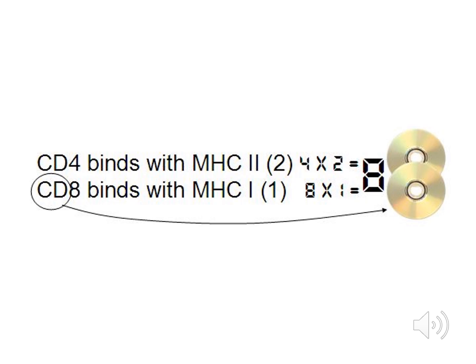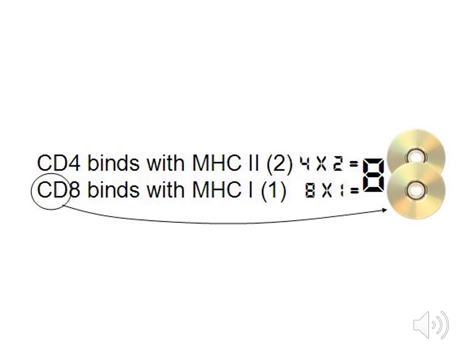Okay, this is just a little memory trick that I saw on Google that I thought might be helpful to some of you. Just a way to help you remember which MHC molecule works with which kind of T cell. So they're doing multiplication here. 4 times 2 equals 8, 8 times 1 equals 8. So that reminds you that the CD4 cell, which is the helper T cell, works with the class 2 MHC molecule. And the CD8 cell, which is the cytotoxic T cell, works with the class 1 MHC molecule.